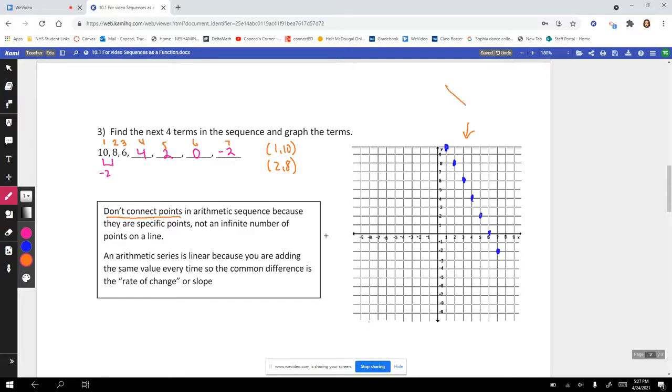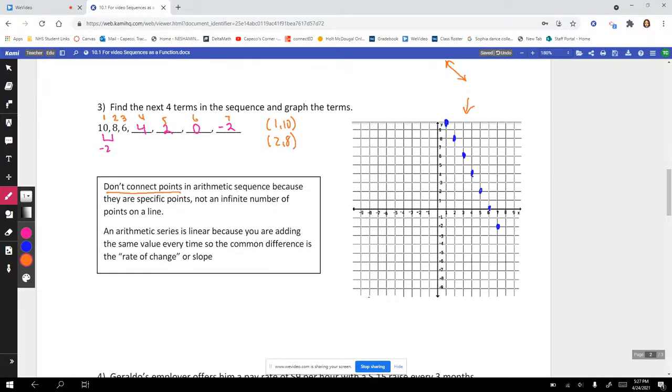If I were to connect them, remember that a line means all the points that create that line, and it goes on without end on either side. Then we would have an infinite number of points, which is not what we're talking about here. One thing, when we plot these in arithmetic, it does look linear. It looks like a line, because you're adding the same value every time. So that common difference is the rate of change, right? We're changing that every time, and the rate of change we know is the slope.